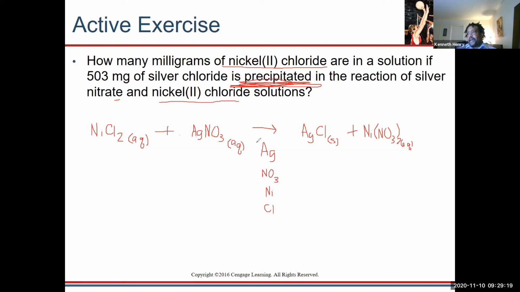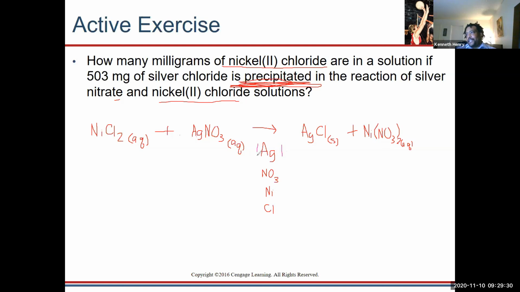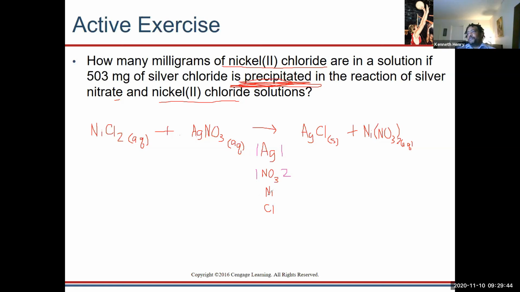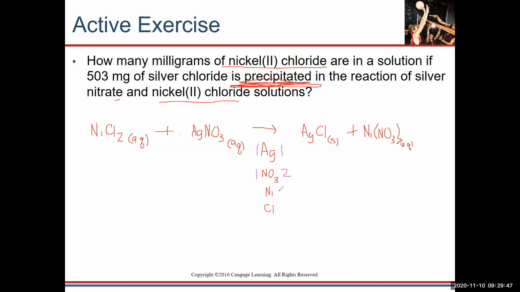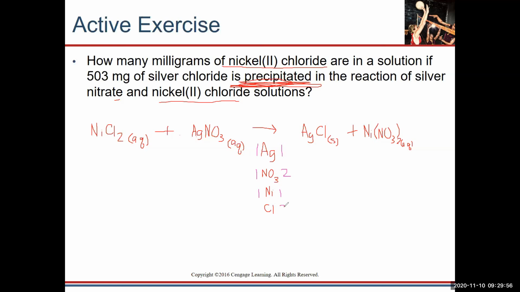Okay, how many silvers do I have on the product side? 1. How many nitrates do I have on the product side and the reactant side? Products you have 2, reactants you have 1. How many nickels on each side? 1 on each. How many chlorines on each side? 1 on the product side and 2 on the reactant side.